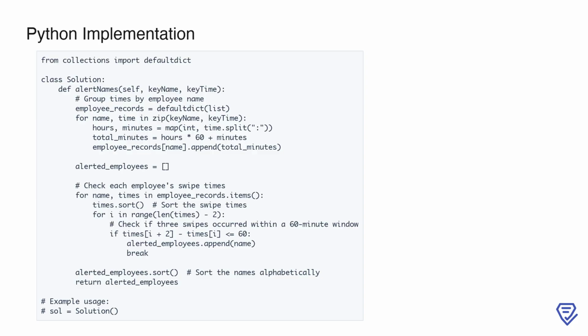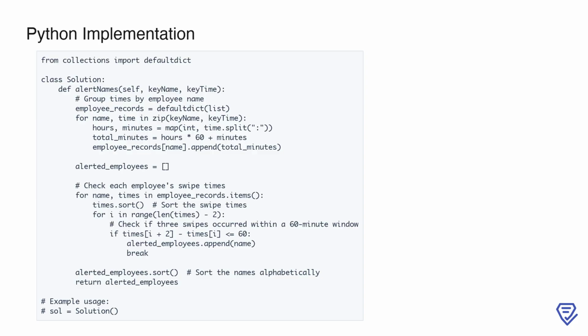Next, we initialize an empty list called alerted_employees to store the names of employees who trigger an alert. For every employee in the dictionary, we sort their swipe times in ascending order. By iterating through the sorted times, we check if any 3 consecutive swipes fall within a 60-minute window. This is done by comparing the difference between the first and third swipes in each triplet. If the condition is met, the employee's name is added to the alerted_employees list, and we break out of the loop to avoid redundant checks.